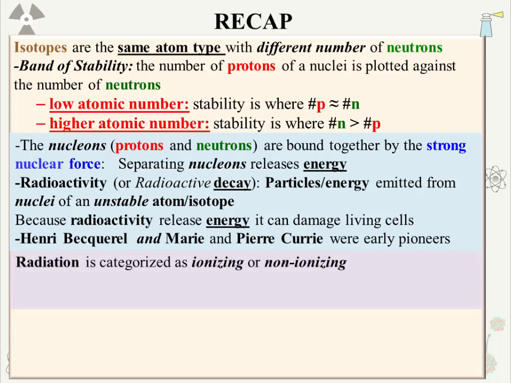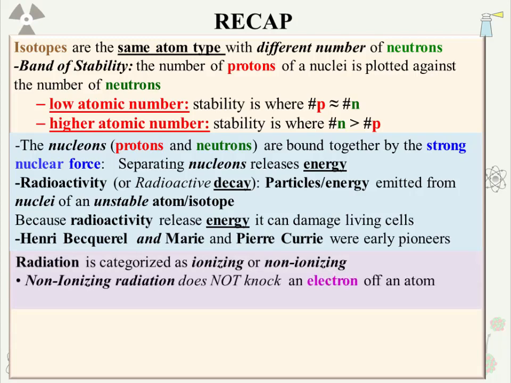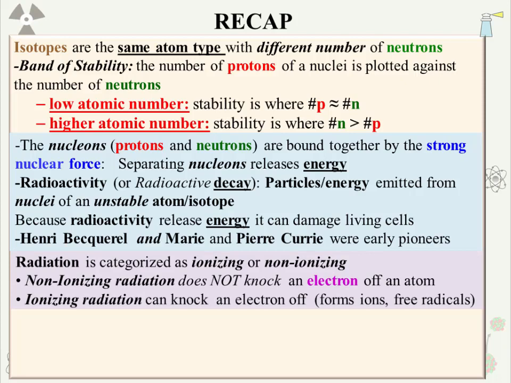Radiation is characterized as ionizing or non-ionizing. Non-ionizing radiation does not knock an electron off an atom. It is generally not dangerous. Ionizing radiation can knock an electron off an atom, and that leads to the formation of ions or free radicals.